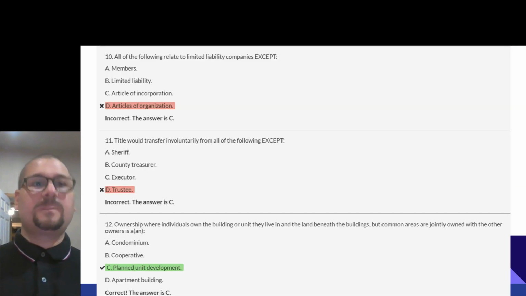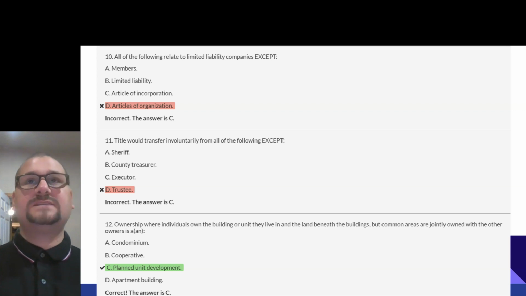All the following relate to a limited liability company except what? So it is C, articles of incorporation. All the following relate to limited liability except articles of incorporation. So members, are those limited liability? Yes. Limited liability in itself is limited liability.